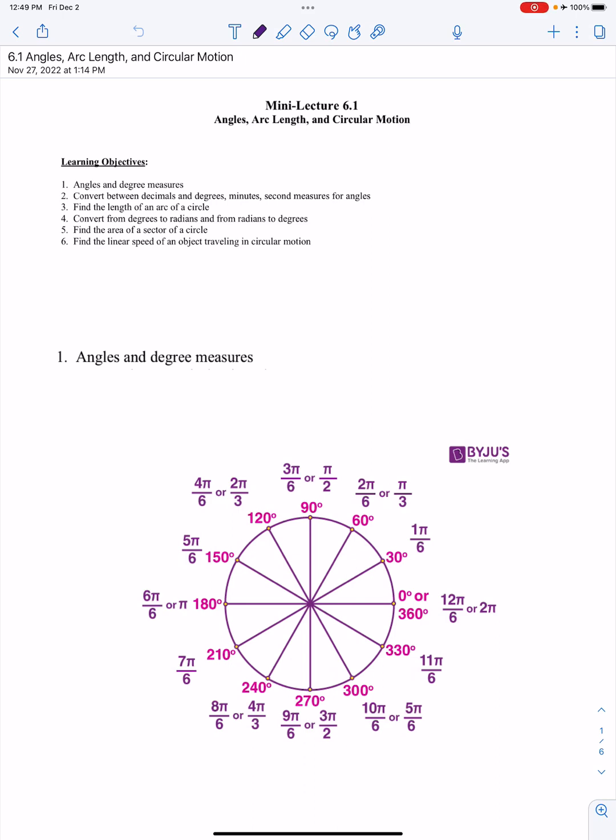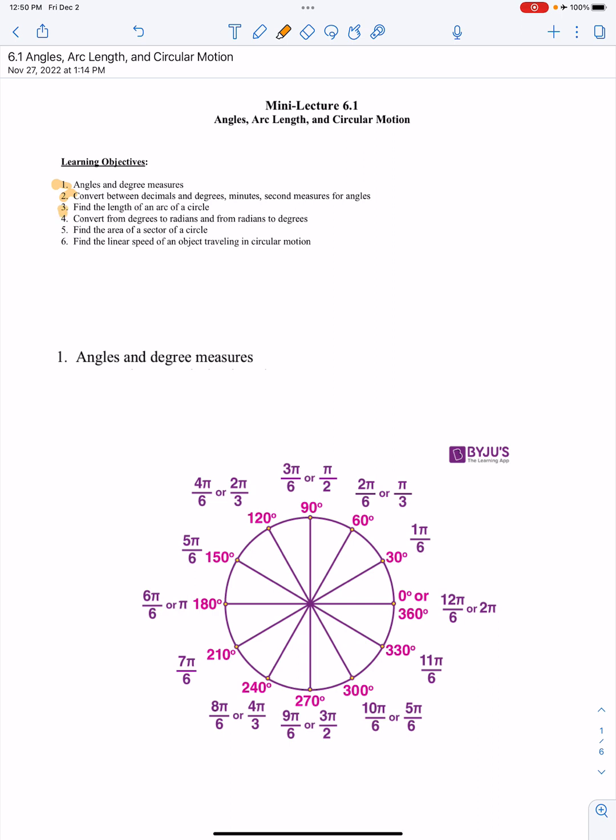Welcome to section 6.1. This section is looking at angles, arc length, and circular motion. Our objectives for today are converting and actually knowing where angles are and their measure in degrees. Converting, like I had just mentioned, between decimals and degrees, minutes, seconds. These are two different ways that we can measure our angles. So we'll be talking about what these things look like and how to convert between the two.